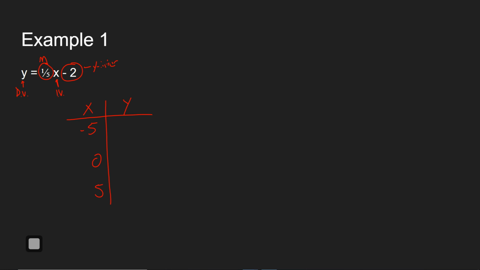Why? Because -5 times 1/5 cancels out our 5s and leaves me with 1. Well, -1 in this case. And -1 minus 2 is -3. If I put in 0 for x, I'm left with just -2. If I put in 5, I have -1.